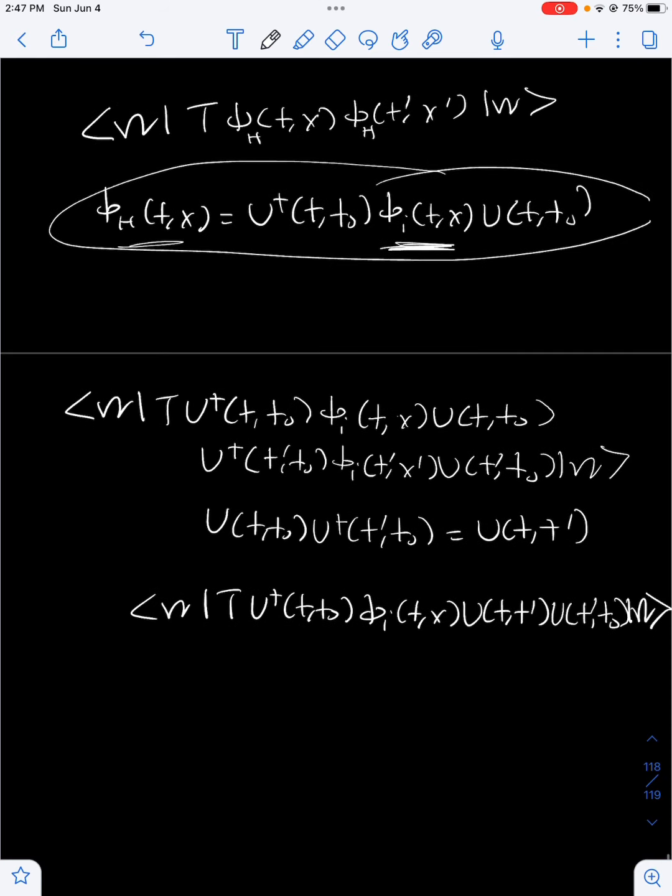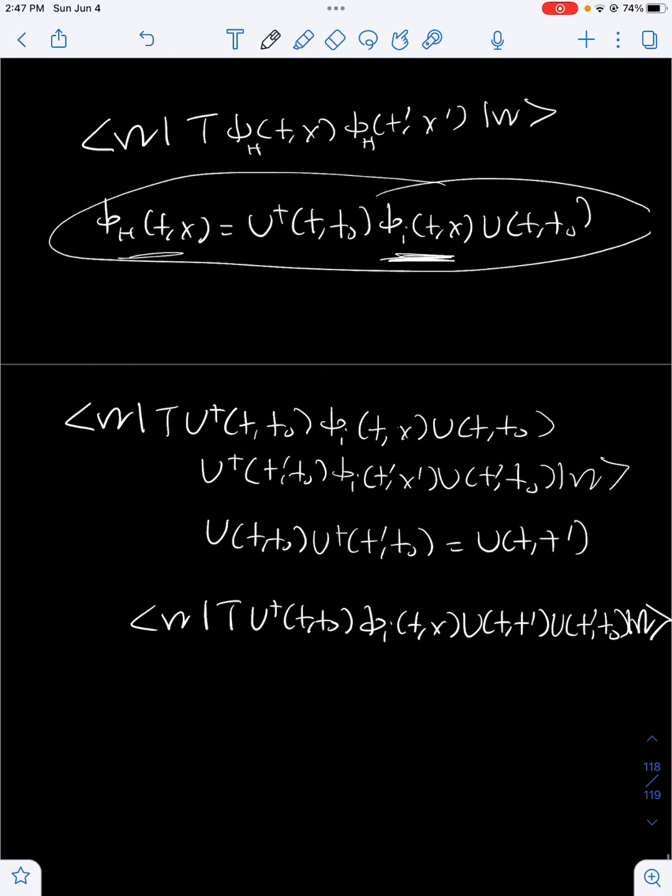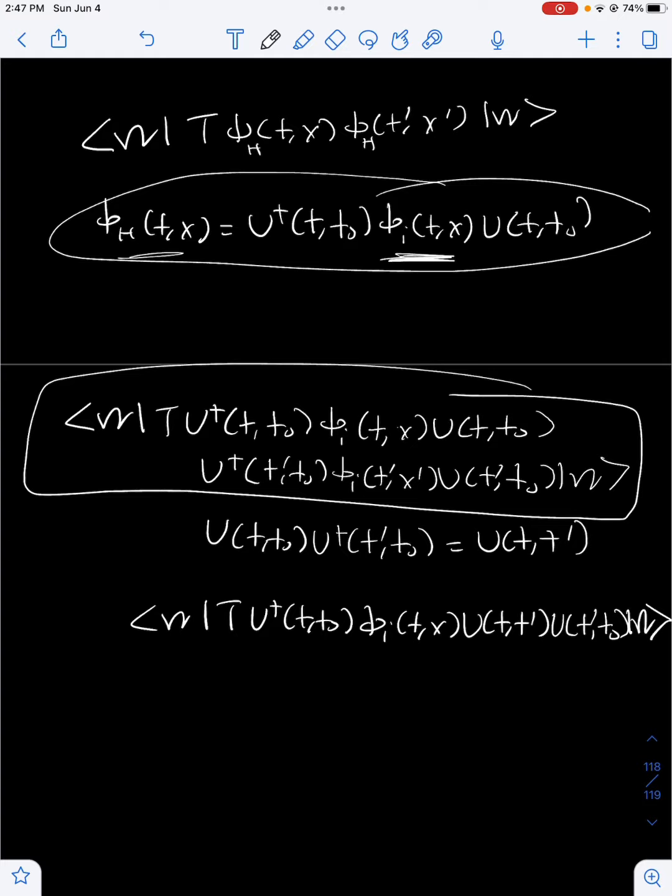So now we can connect some things. Again, at the start of the video, remember that we want to calculate this quantity over here, and now we can use this new formula that we derived, plug that inside, and then we get this formula for the time ordered product.